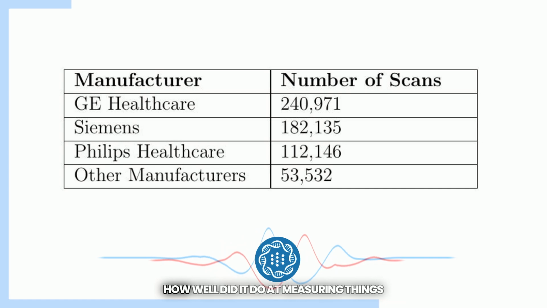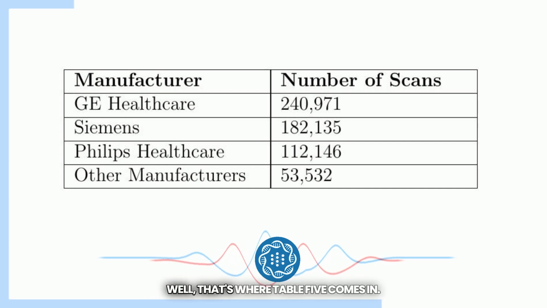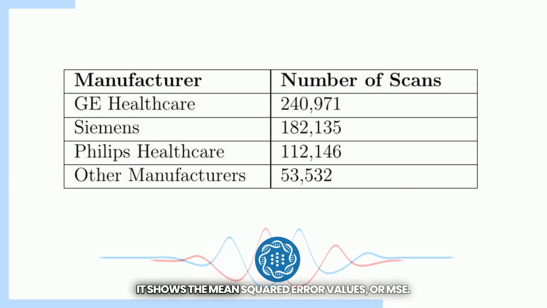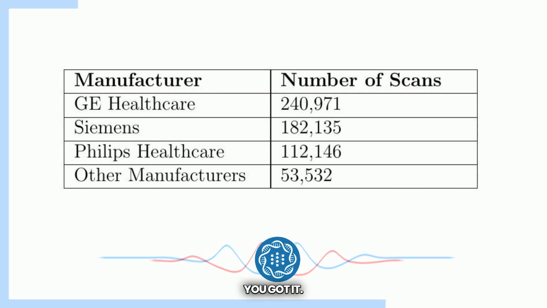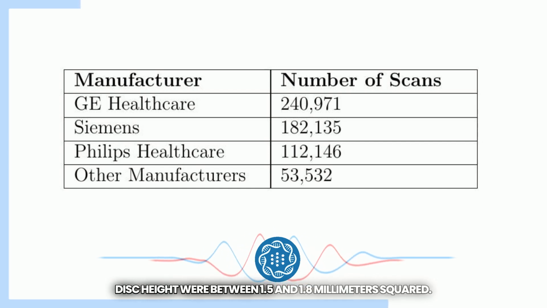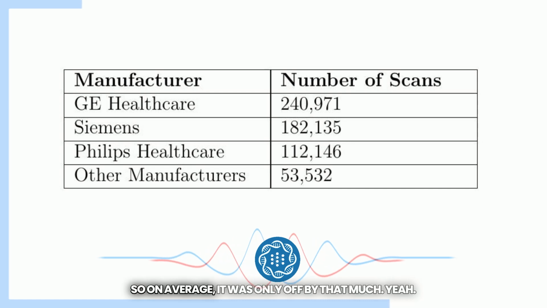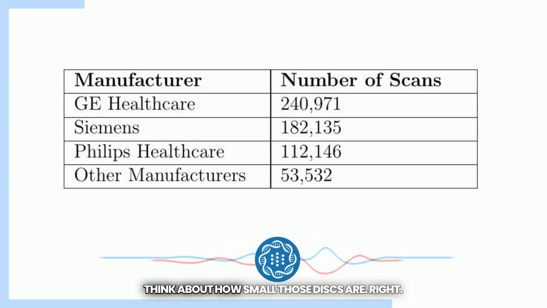Right. How well did it do at measuring things like disc height and spinal canal diameter? Well, that's where Table 5 comes in. It shows the mean squared error values, or MSE, remember those? Lower is better. You got it. So in the cervical spine, the MSE values for disc height were between 1.5 and 1.8 millimeters squared. So on average, it was only off by that much. Yeah, pretty tiny discrepancies, which is amazing when you think about how small those discs are.